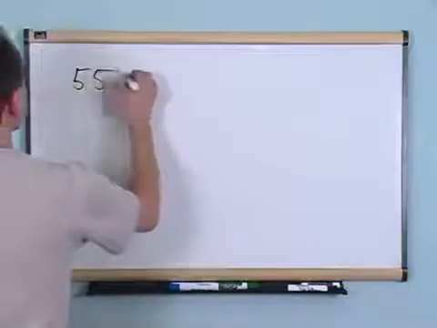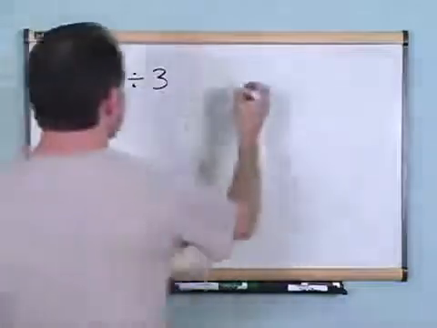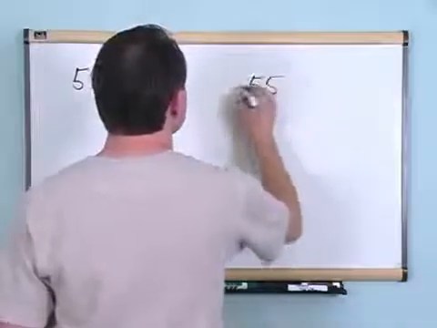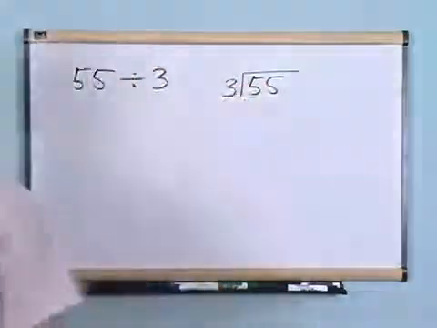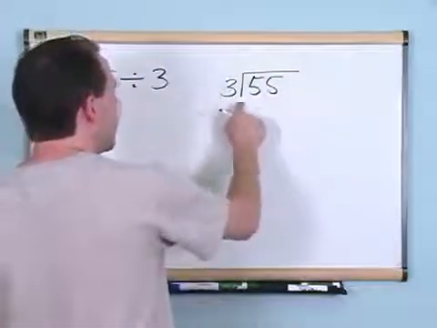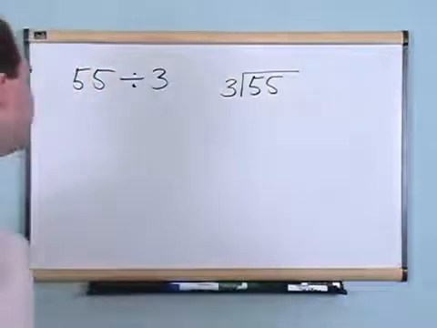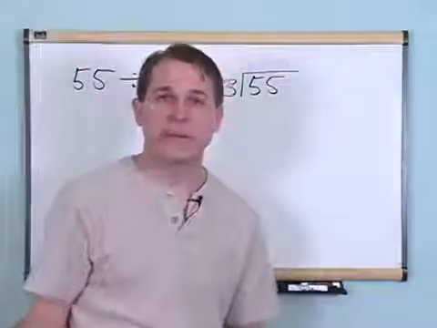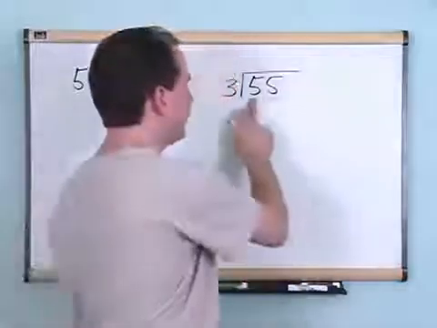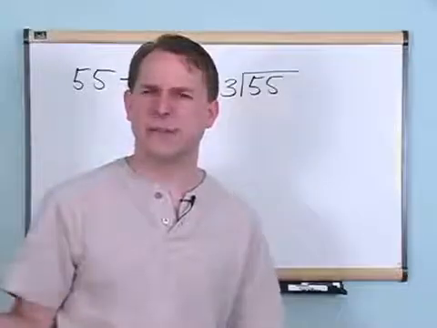What if you had 55 divided by 3? Okay? So you have 55, and you're going to divide by 3. Same thing as before. First thing you're going to do is just see, can you divide by this first number? Well, 3 times 1 gives you 3. 3 times 2 gives you 6, but that's too much because I'm just looking at the 5. 6 is too big. It's bigger than 5.